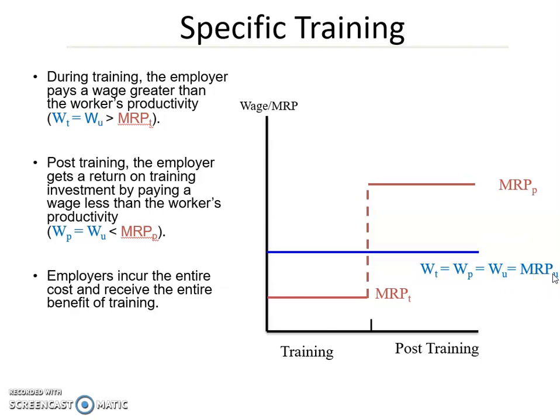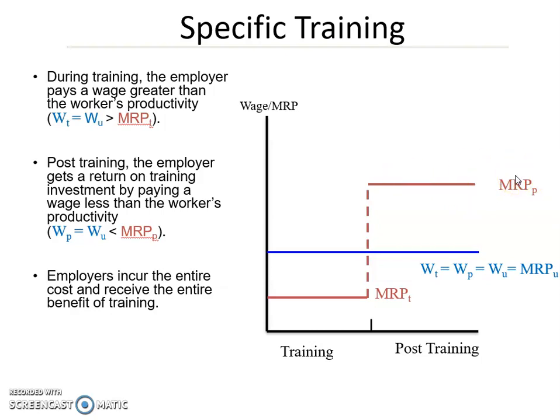But now I'm going to take that worker that's untrained and I'm going to put them in a new job. And this particular job is going to require a skill set that is unique to my firm. So their marginal revenue product during the training is going to drop, no doubt. Let's say it drops from 15, marginal revenue product untrained, down to 12, marginal revenue product trained. And then once they complete the training, their marginal revenue product is going to go up post-training. Let's say $18.